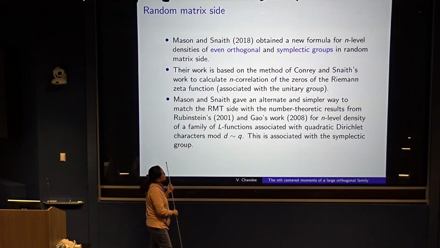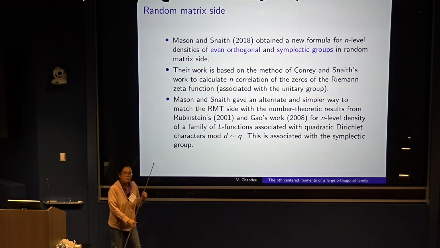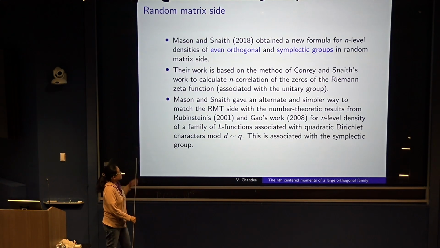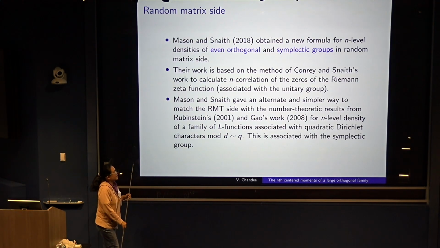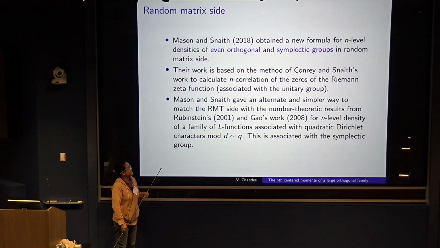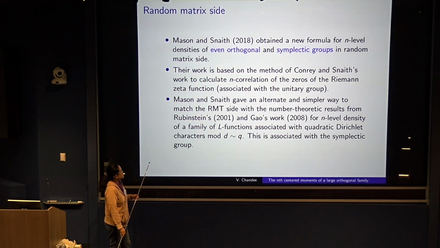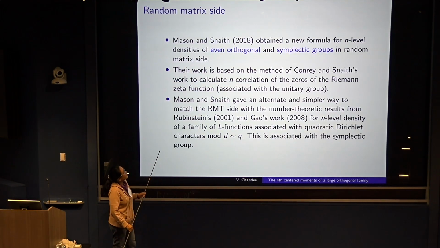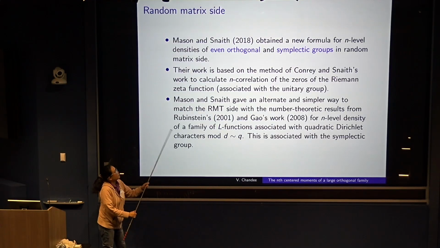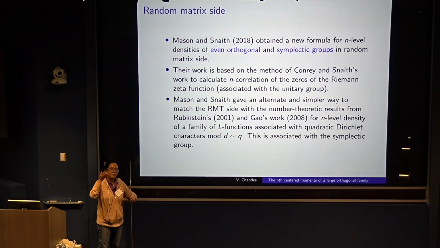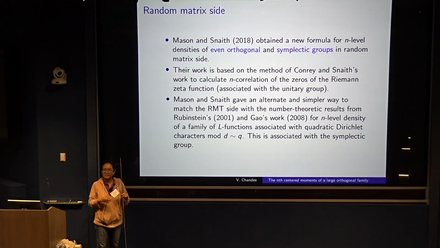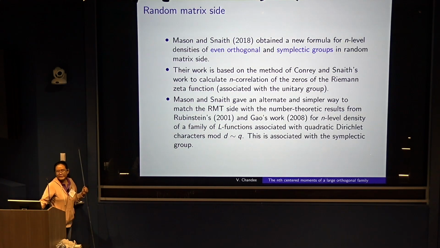And this formula actually gave an alternate and simpler way to match random matrix theory with number theoretic results. For example, in the work of Rubinstein and Gao, they computed the n-level density for the L-functions associated with quadratic Dirichlet characters modulo prime Q. And this is associated with the symplectic group. Their work is actually based on the work of Conrey and Snaith to calculate the n-correlation of the zeros of the Riemann zeta function, which is connected to unitary groups. So basically, they express things in terms of contour integrals of ratios of characteristic polynomials.